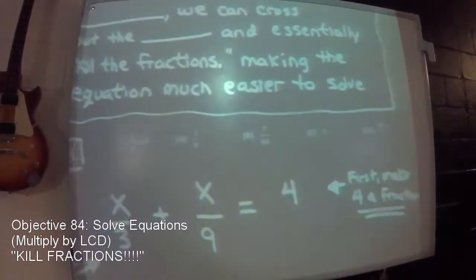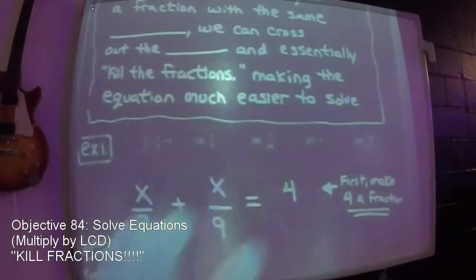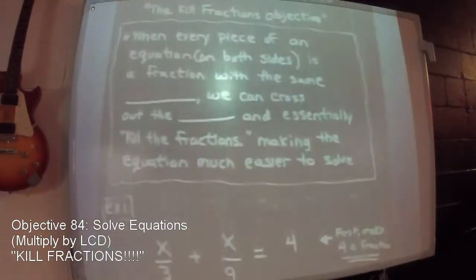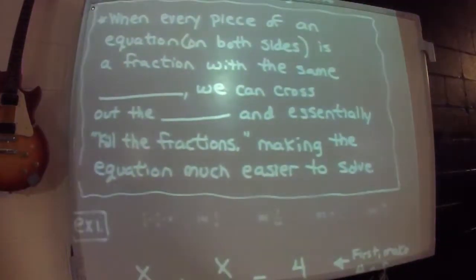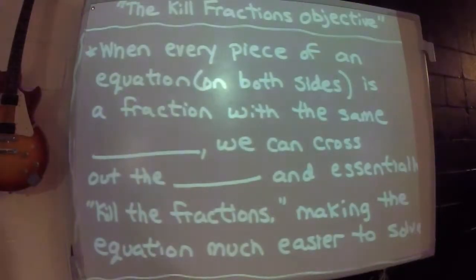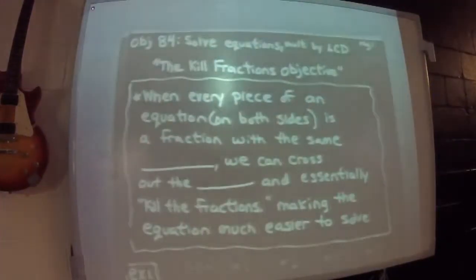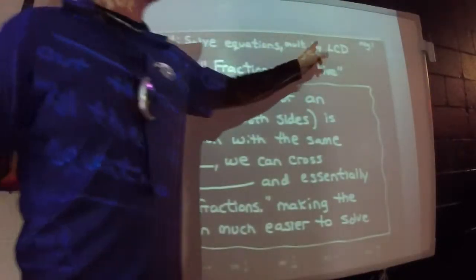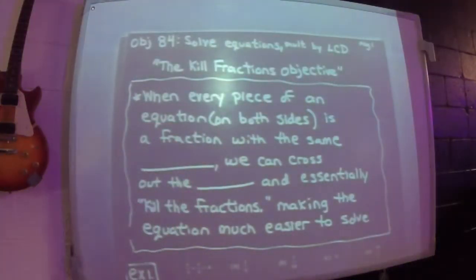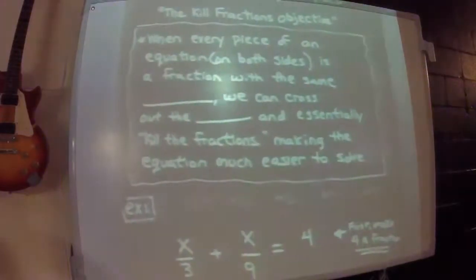Now, as mentioned yesterday, today what we're going to talk about is killing fractions, which is going to be a trick that's going to be very helpful all the way through Algebra 2, maybe even into trig. The kill fractions objective is 84. It says, solve equations multiplied by LCD, which is least common denominator. But what I'm calling it is the kill fractions objective.